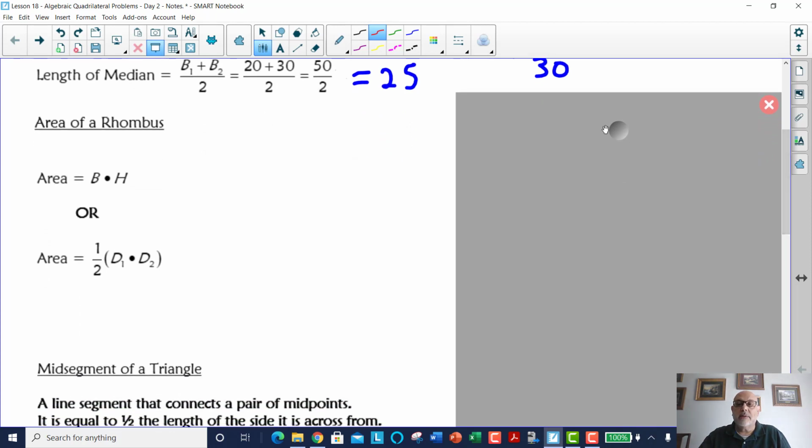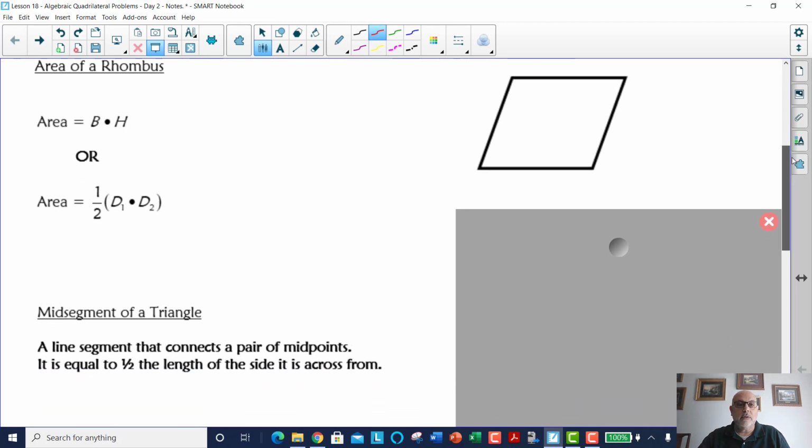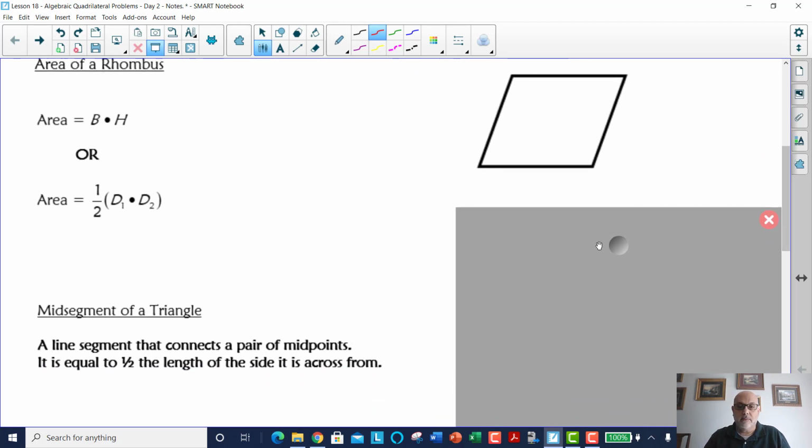The area of a rhombus is base times height, because a rhombus looks like a parallelogram, right? Or it's 1/2 the product of the diagonals. Okay, so the diagonals go from corner to corner. If you know the lengths of the diagonals, you multiply them and divide by 2. So there's 2 ways to find the area of the rhombus.